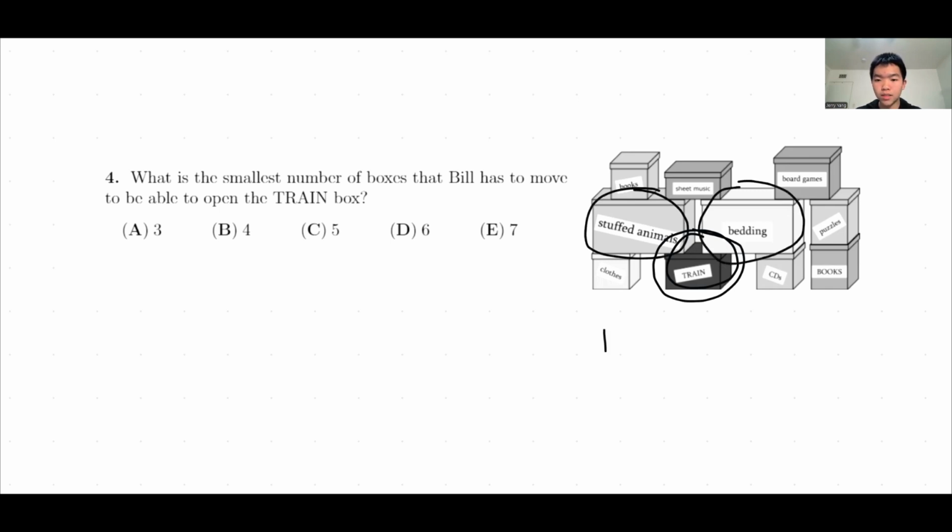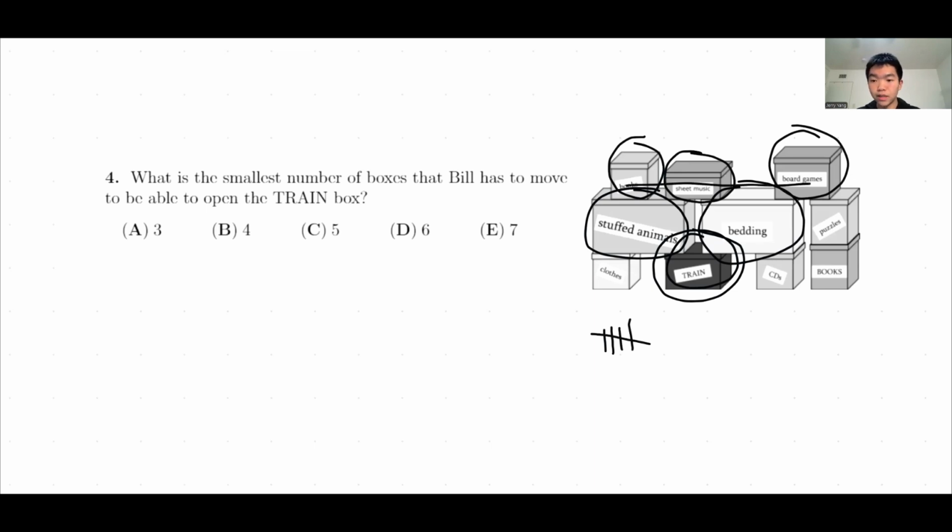We have 2 boxes so far that we need to move. In order to move these boxes, we've got to take 1, 2, and this third box. So then we have to add 1, 2, 3. And then after that, we can see that if we take out these boxes, then we can access our train box.